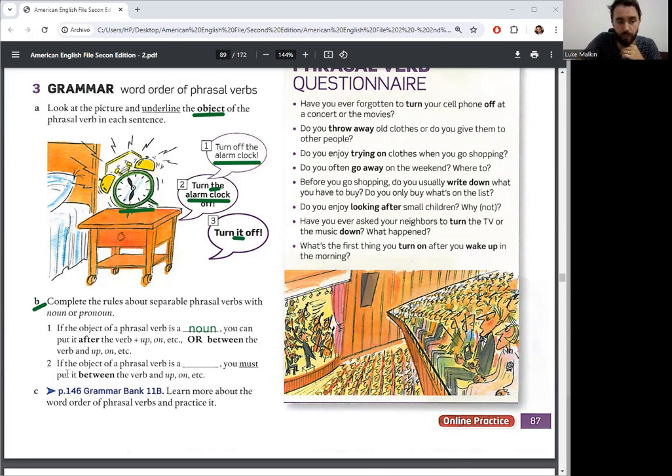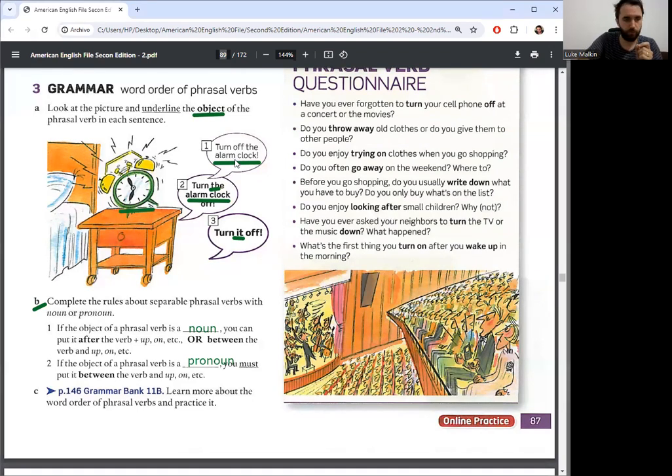Number two, if the object of the phrasal verb is a pronoun, you must put it between the verb and up, on, etc. So here we see pronoun, like in example 3. Turn it off is good. Turn off it, not. Turn off the alarm clock is good. And turn the alarm clock off is good.